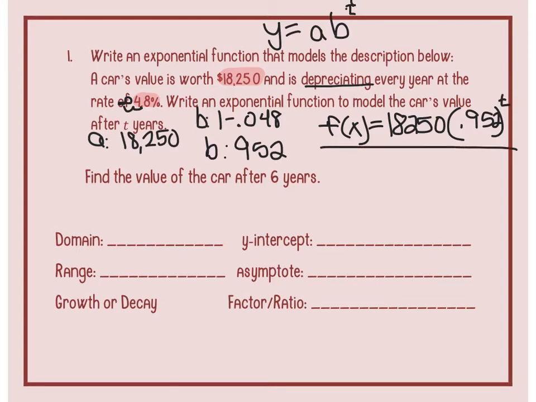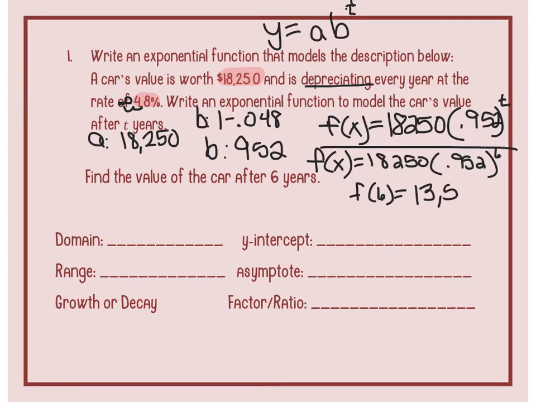Our next question is find the value after 6 years. So that 6 is going to go in place of t. So 18,250 times 0.952 raised to the 6 years. So what was the value of this car after 6 years? My value at 6 years is $13,585.80.